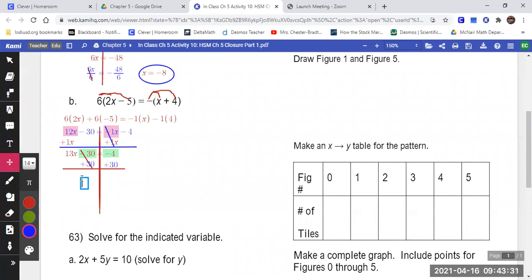Okay, so 13x equals 26. Now, have we handled all our big zeros? Are we done with the addition and subtraction now? Yes. Okay, so if we're done with the addition and subtraction now, what are we going to do now then?